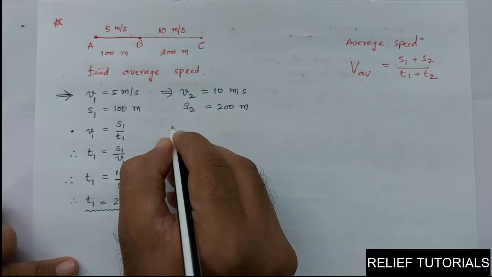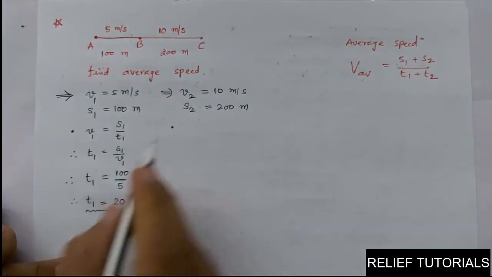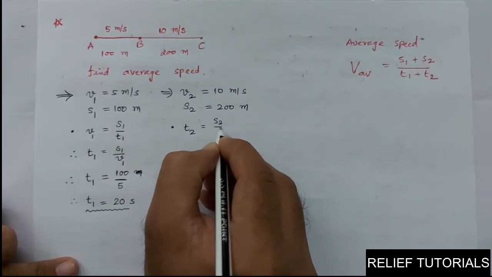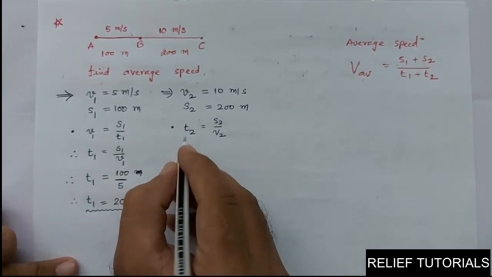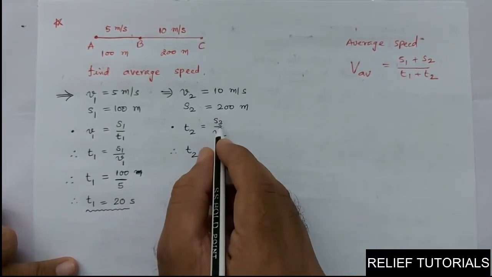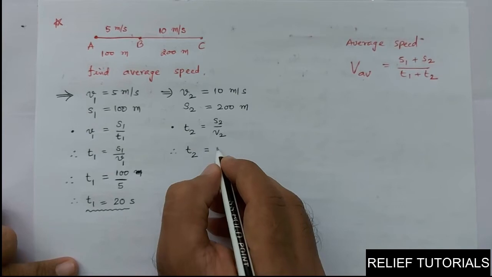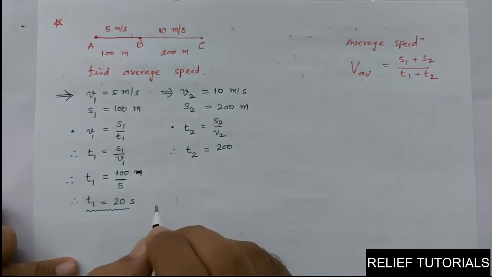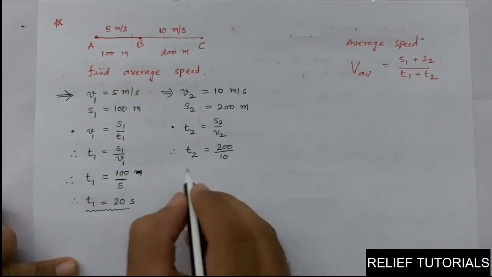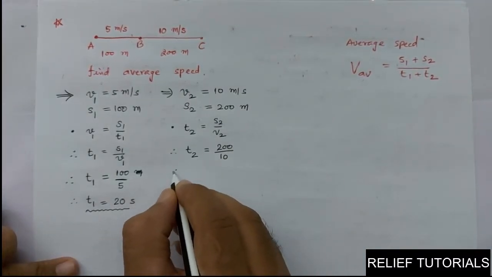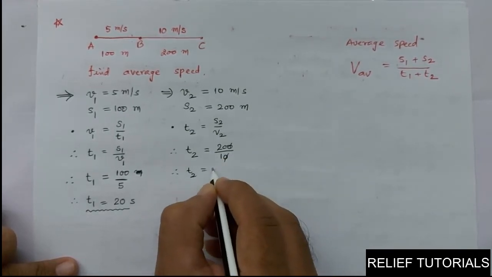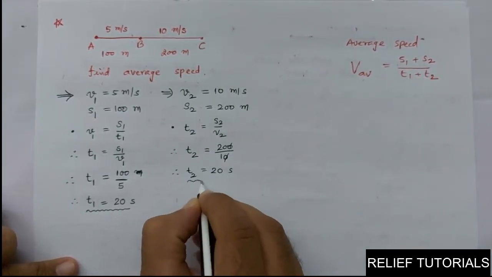Same way you can find T2 from this information. Now you can use the direct formula for T2, that T2 should be equal to S2 by V2. Therefore, T2 is equal to S2, which is 200 meter, upon V2, which is 10 meter per second. Therefore, T2 is equal to 200 upon 10, the zero is cancelled, and it is 20 seconds.